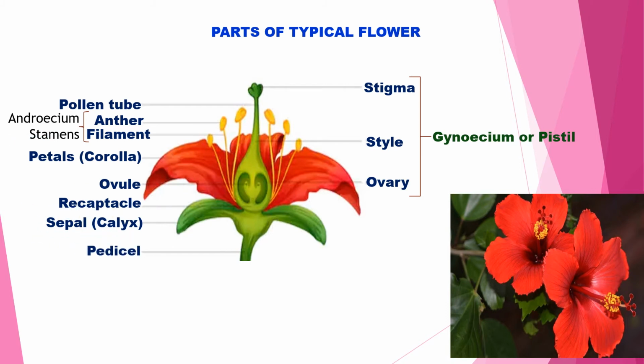Then pedicel. Pedicel is a stick-like structure. This holds the flower attached to the stem. These are the parts of a typical flower. In that, androecium and gynoecium are the reproductive organs. Corolla and calyx are accessory parts. Let's see androecium and gynoecium in detail.